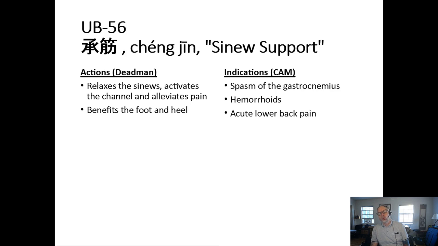So when you look over here in the indications, you see this very interesting little segue, spasms of the gastrocnemius. Does anyone know what the number 1 cause of a calf spasm or calf cramp is? Yeah, you're right. It's dehydration, right? The minute you start to get a little bit dehydrated, the first thing that happens is you have that spasm of the gastrocnemius or the calf muscle. So let's take that idea a step further.